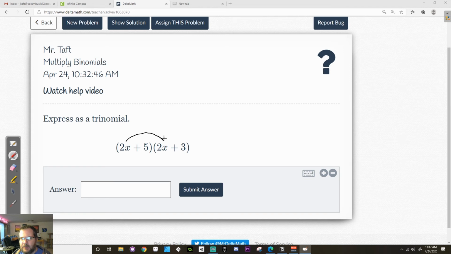So first means 2x times 2x. 2 times 2 is 4. X times x is x squared. Outside means 2x times 3. So 3 times 2 is 6, and the x just comes along. Inside means 5 times 2x. 5 times 2 is 10. The x just comes along. And then the last one is 5 times 3, which is 15.